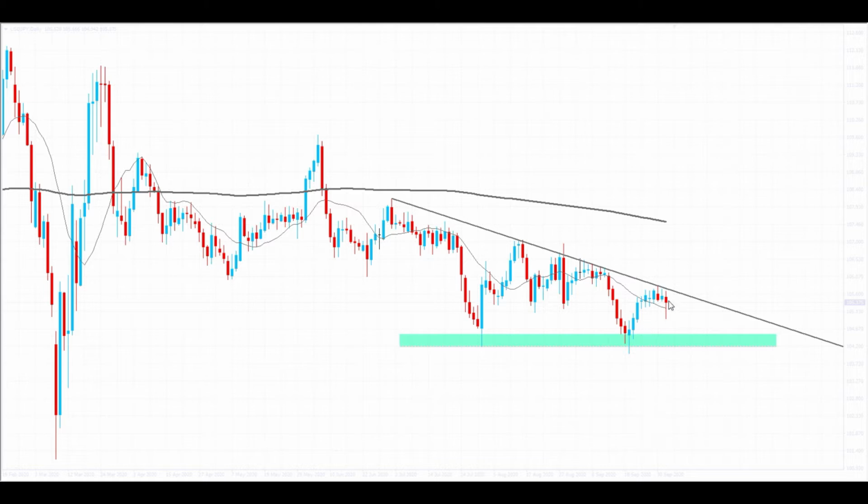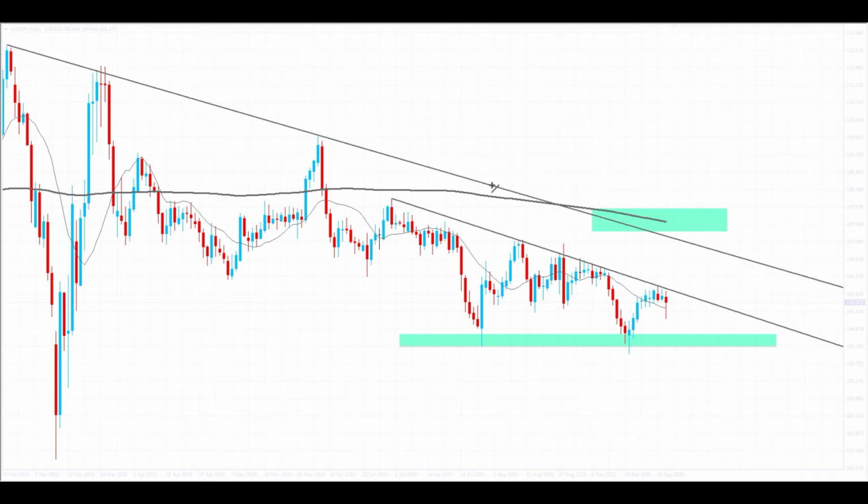So if you see price break above this trend line next week, then potentially we could see price test our 200 moving average there on the daily chart, as you can see, or test our trend line that's slightly higher up.